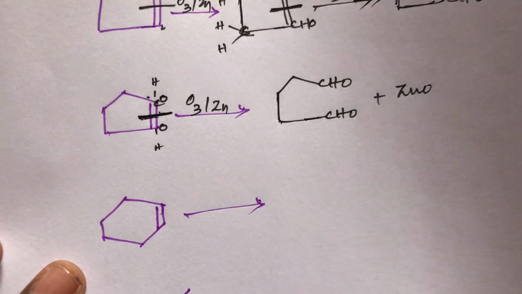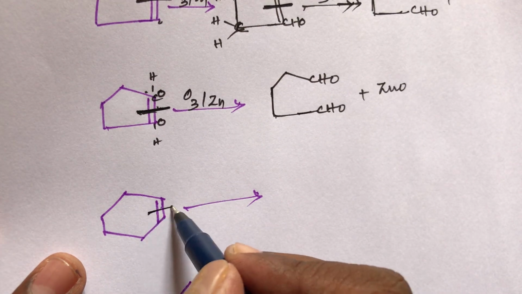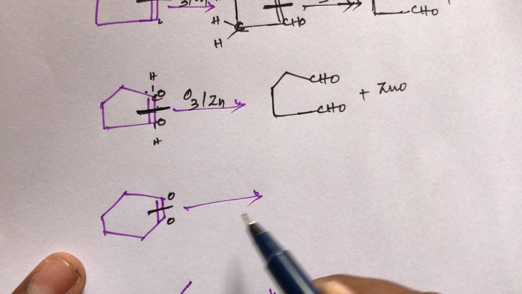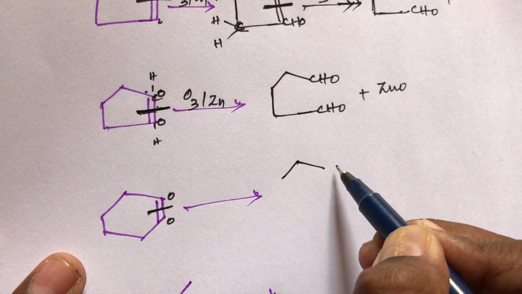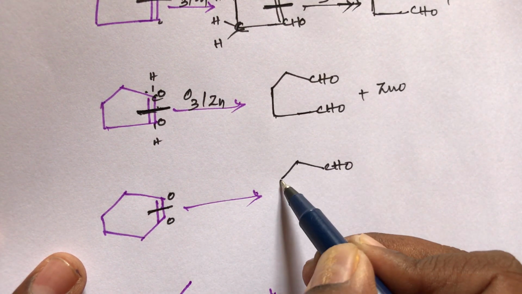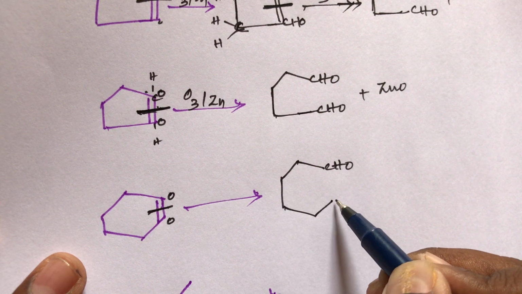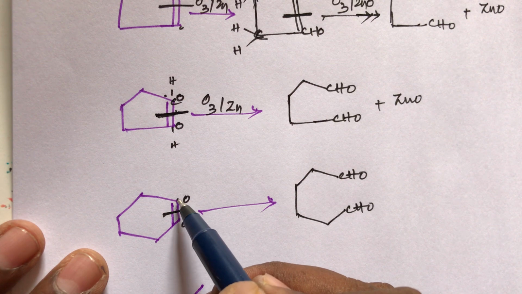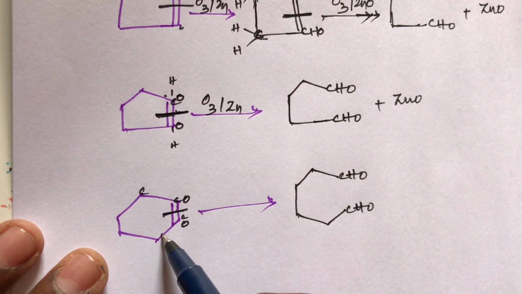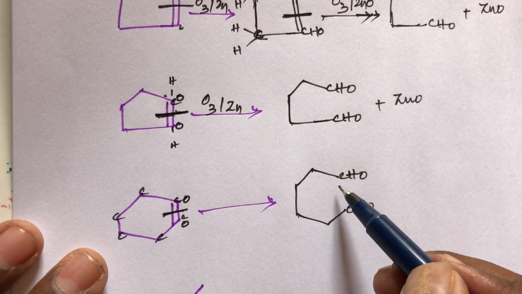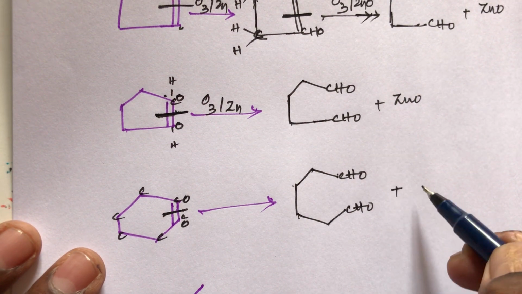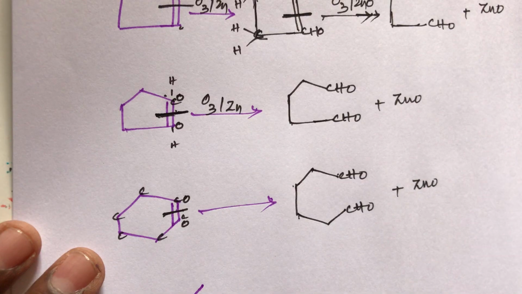And what about this one? Same thing, cut this bond, put one oxygen here, put one oxygen here. We get the final product CHO, CHO. In this reactant, how many carbons are there? 1 2 3 4 5 6 carbons. Here also the same, 1 2 3 4 5 6, plus ZnO. This is a simple technique.